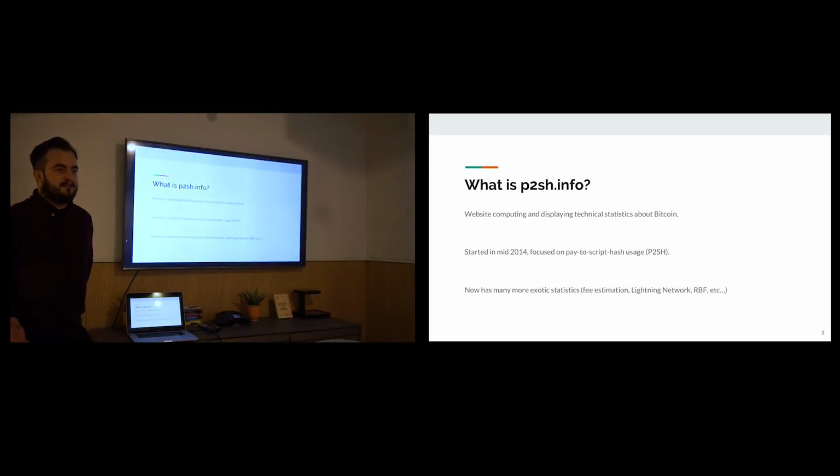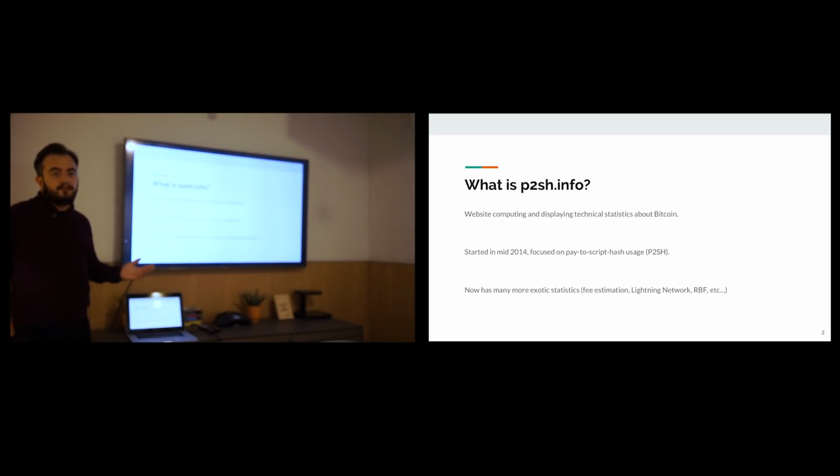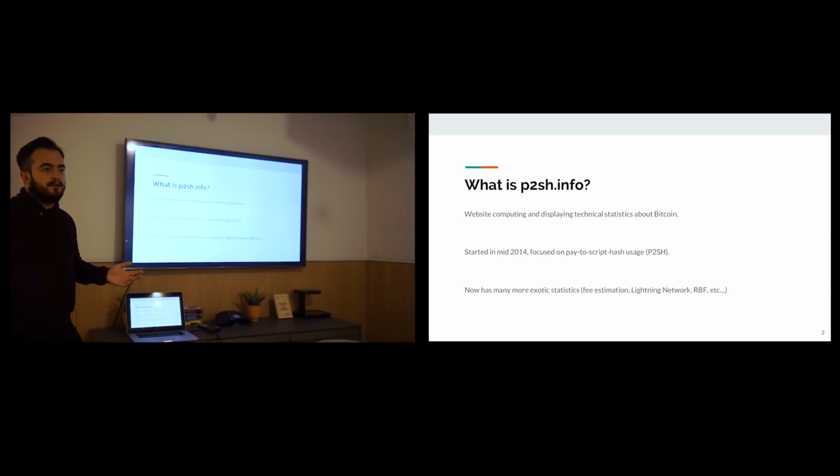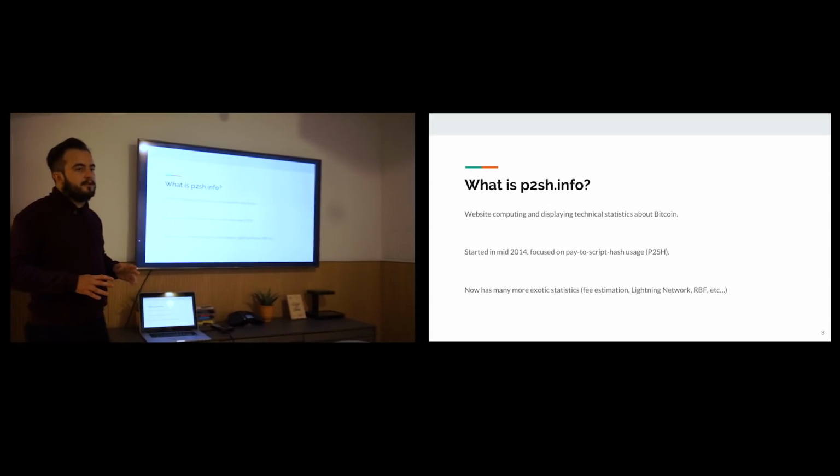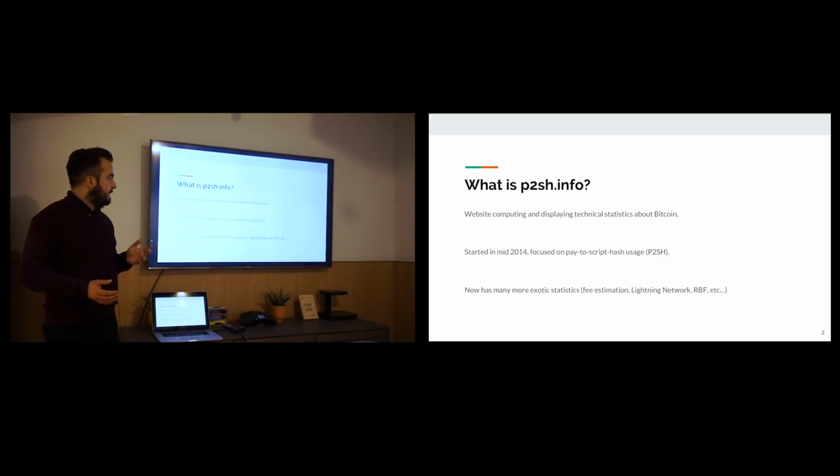So what is p2sh.info? It's a website to, as I mentioned before, create and compute statistics about Bitcoin, generally in the form of charts. For example, how many Bitcoins are stored in OP_RETURN outputs. It started quite early in 2014. I learned about Bitcoin in 2013, but only got into it technically late 2013, early 2014. And I decided to do something about it, and I created this website.